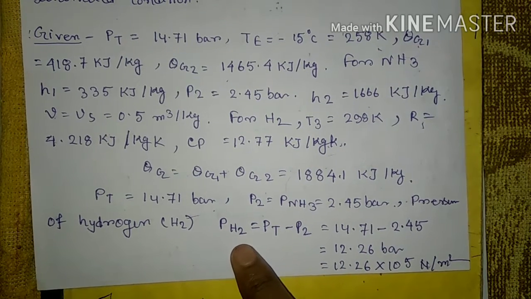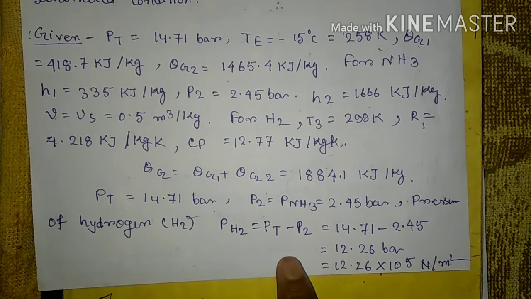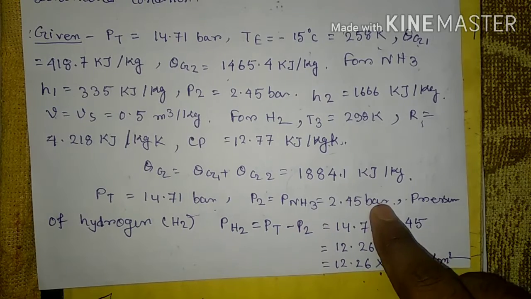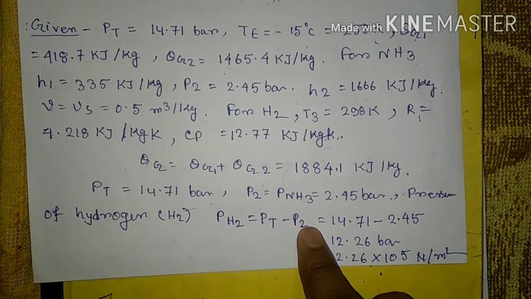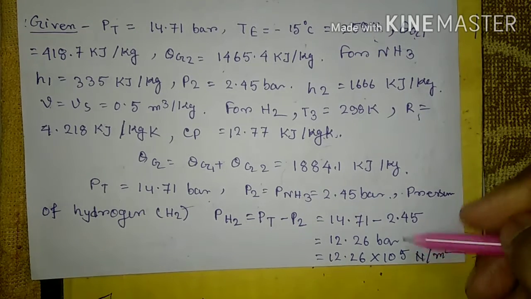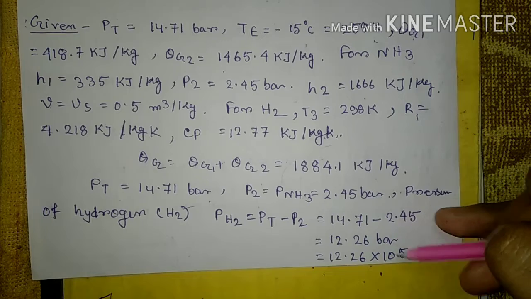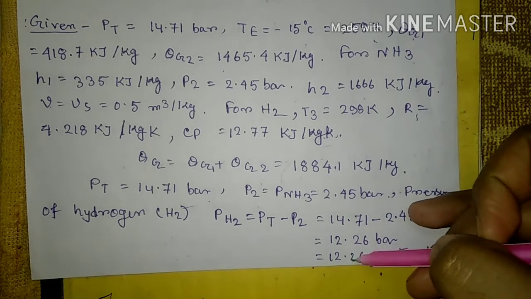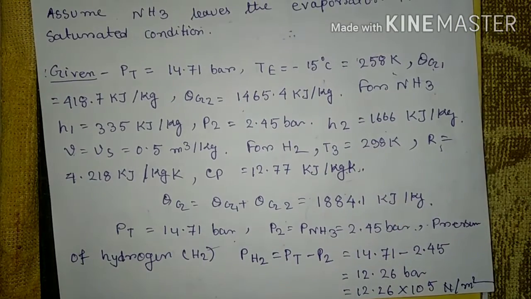So how do you calculate pH2? Because total pressure is equal to ammonia pressure plus hydrogen pressure, hydrogen pressure is equal to total pressure minus ammonia pressure. So that will be 12.26 bar. If you convert bar to Newton per meter square, it is 12.26 into 10 to the power 5 Newton per meter square.